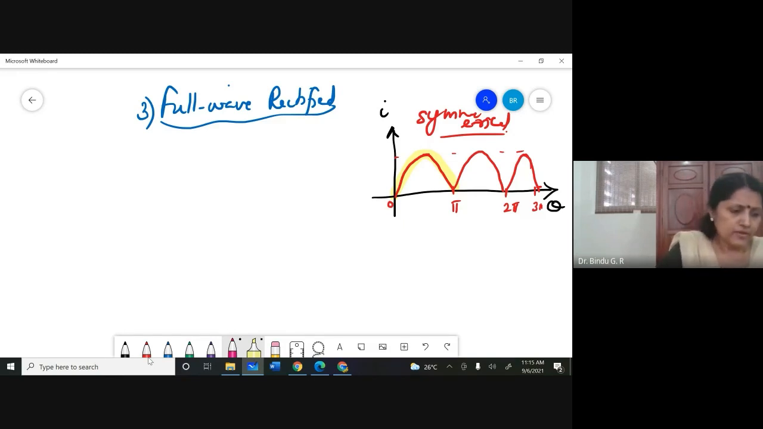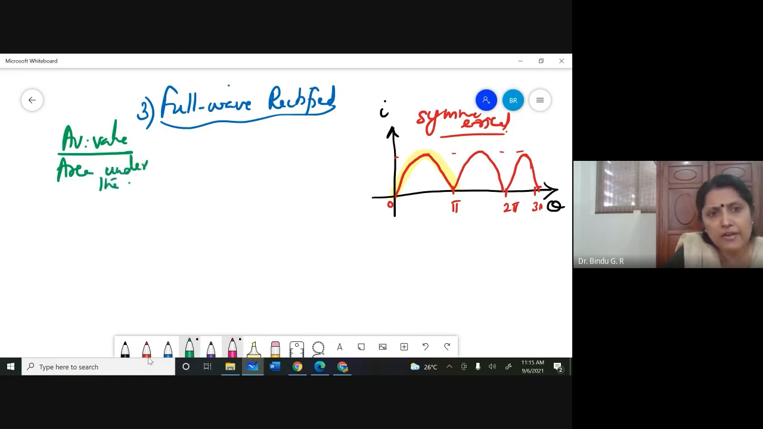So when you find the average value, what is the first step? To find the area under the curve. Now in our case, you need to consider only one half cycle. In the previous case, we had to consider one full cycle because otherwise there would be a misunderstanding that if I take only from 0 to pi, then from pi to 2 pi also there would be this wave itself. Whereas in the half wave rectified case, you had only a 0 there. So here I need to consider only one half cycle.